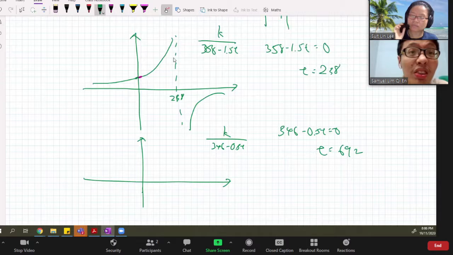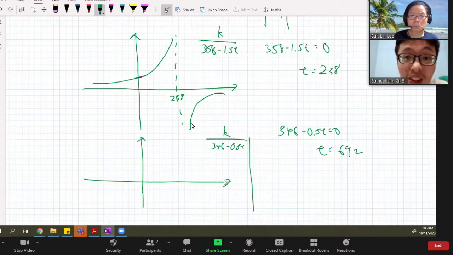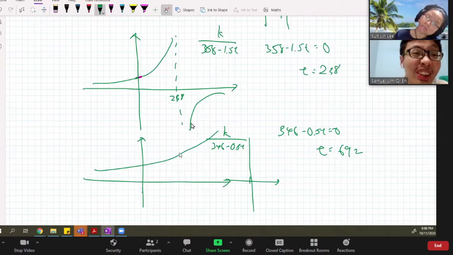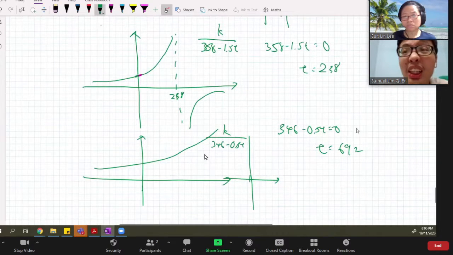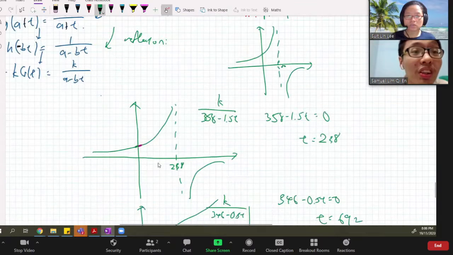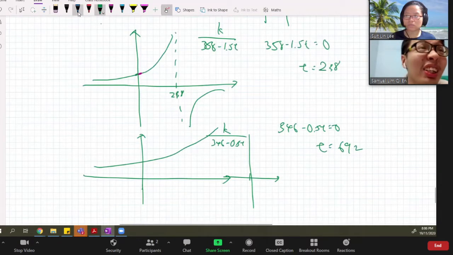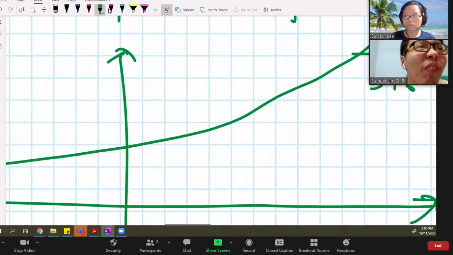So if this one is 200-something, 600-something is somewhere here, and your graph will actually look something like this also. My drawing is very ugly, but once again we are just taking a small segment from 12 to 24. In this whole thing, 12 to 24 is probably just one little blob over here.